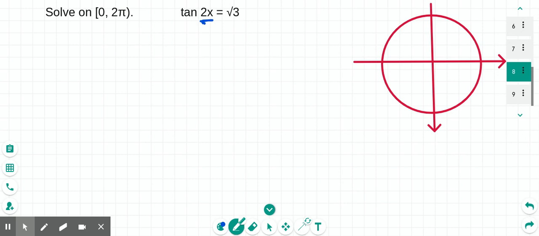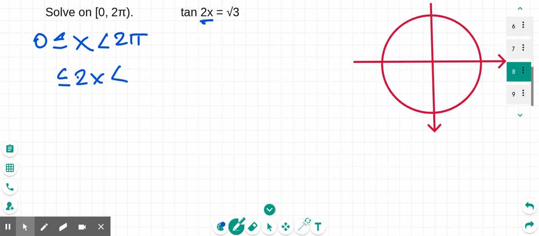But before we do that, this over here, solve on 0 to 2 pi. So we're saying that our x has to lie between, so it has to be less than 2 pi, but greater than or equal to 0. So if I have 2x in the middle, because what we're going to do first is solve for 2x, then we're saying 2x has to lie between 0, and if I multiply the x by 2, then I got to multiply this by 2. So we're going 0 to 4 pi.